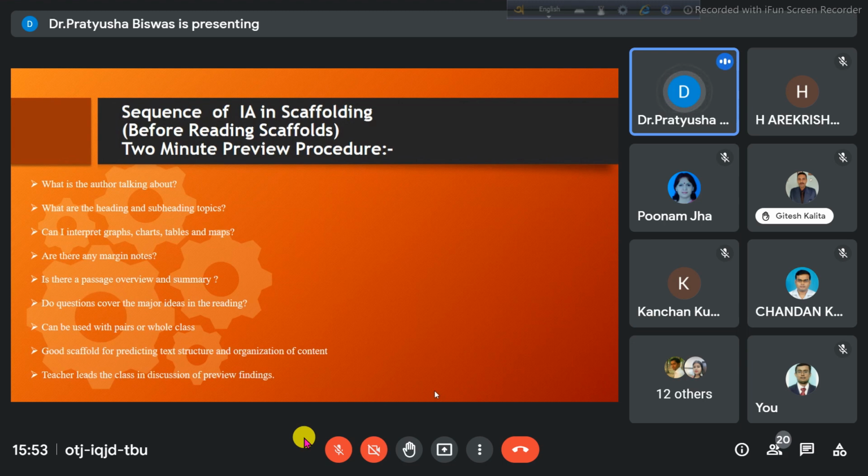So what is the author talking about? What are the heading and the subheading topics? Can I interpret graphs, charts, tables? Are there any margin notes? Is there a passage overview and summary? Do questions cover the major ideas in the reading? Can it be used with pair or whole class? Good scaffold for predicting text structure and organization of content. Teacher leads the class in discussion of the preview findings.